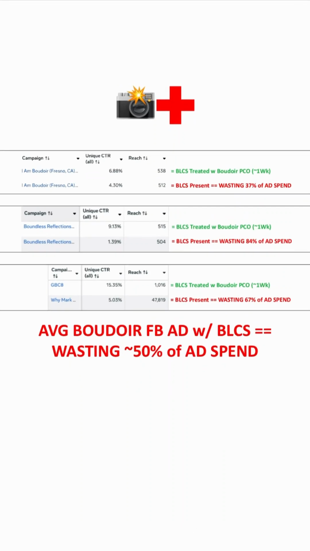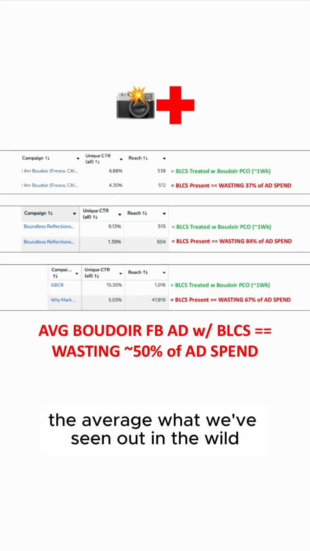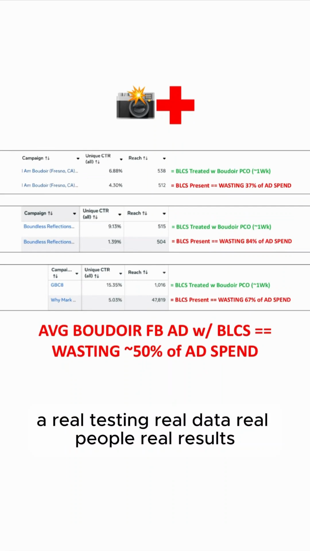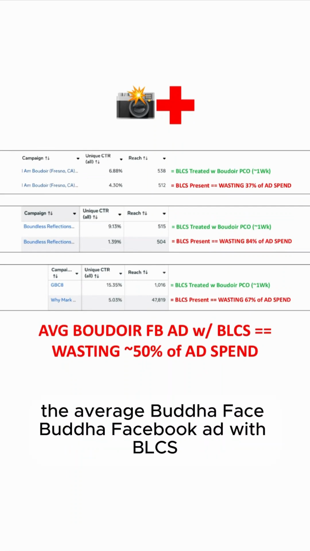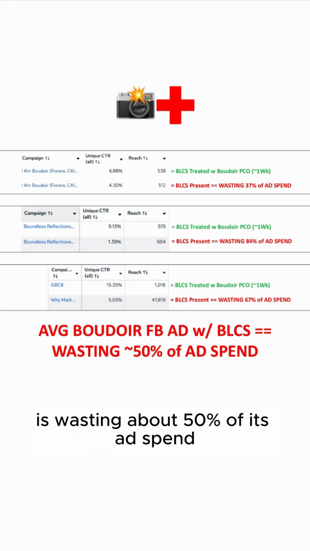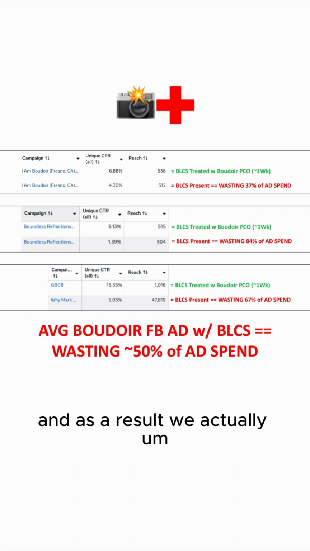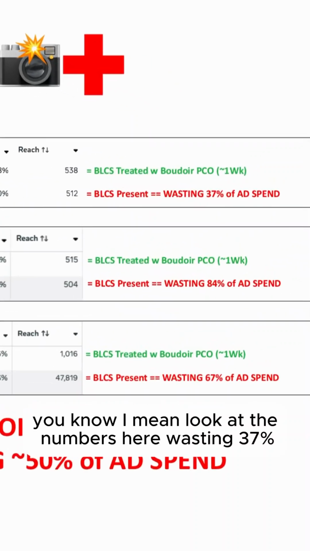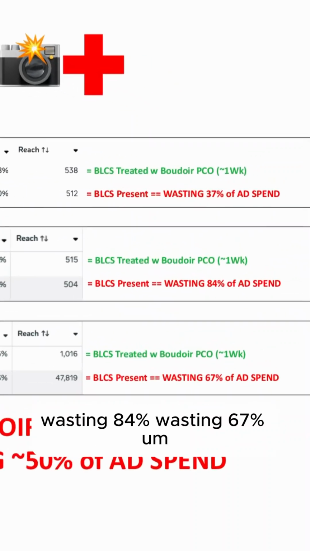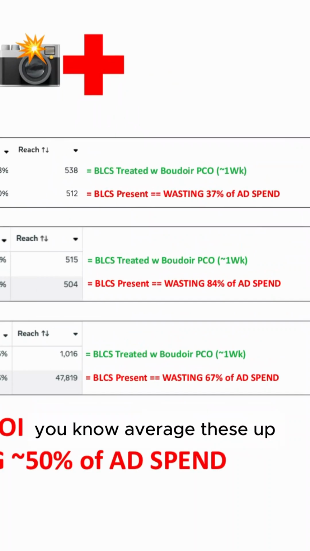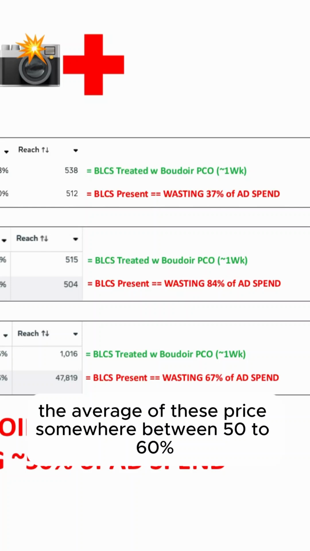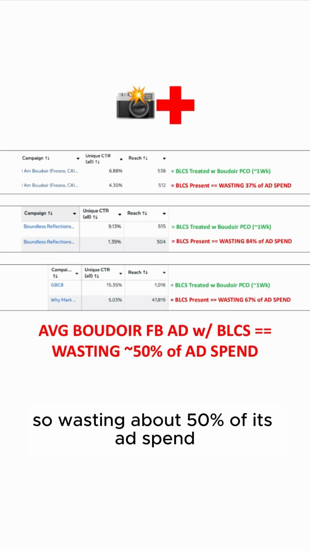So the average, what we've seen out in the wild, real testing, real data, real people, real results: the average Boudoir Facebook ad with BLCS is wasting about 50% of its ad spend. So you have about half its ad spend being wasted. Look at the numbers here, wasting 37%, wasting 84%, wasting 67%. Average these up, somewhere between 50 to 60%. So wasting about 50% of its ad spend.